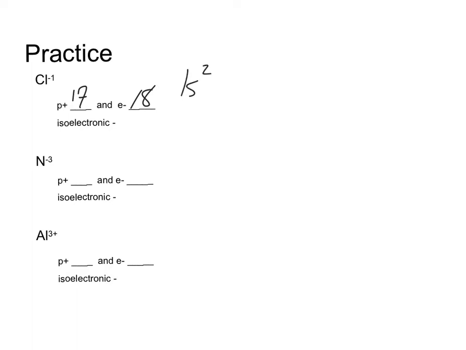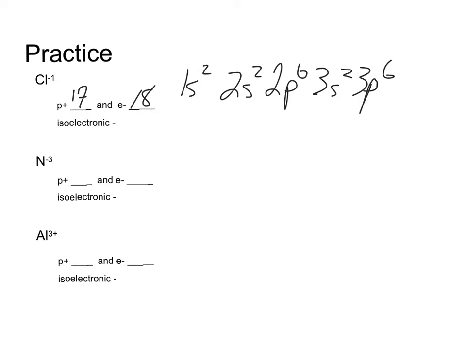So let's just start. 1s2, 2s2, 2p6, 3s2, 3p6. Well, we're probably getting pretty close to 18. Let's check. 2 plus 2 is 4, plus 6 is 10, plus 2 is 12, plus 6 is 18.